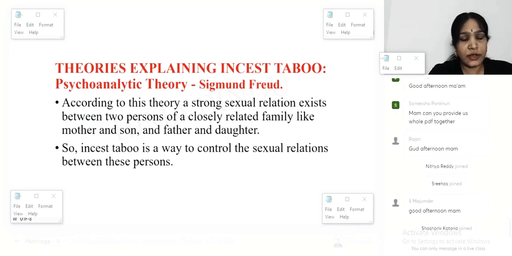As I told you, sociology or social anthropology is not a subject of facts. It is a subject of opinions. In the opinion of Sigmund Freud, and you need not accept his opinion, even brothers and sisters, or mother and son, father and daughter have sexual attraction. And according to him, that is the reason.